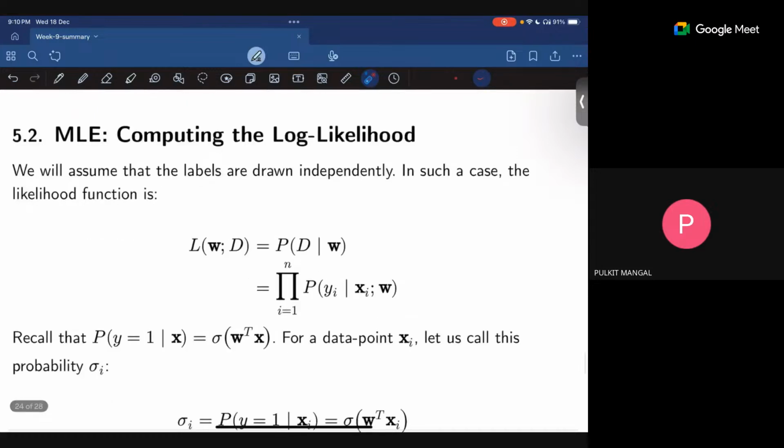So we will compute the log likelihood for the function. As we have probability, we have to estimate the parameter for that, and the best way is to use the MLE. We'll assume that the labels are drawn independently. In such a case, the likelihood function will become the product of the probabilities for all data points yi given xi.